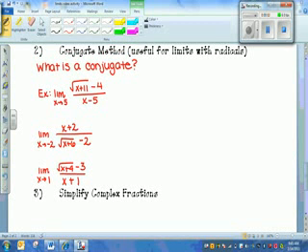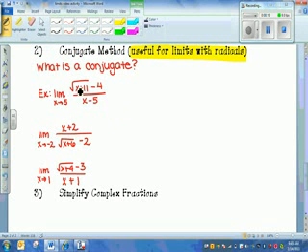All right, so the next example that we're going to look at is the conjugate method, and this is useful for limits with radicals. So if you have a limit that has a radical and after substitution you get 0 over 0, this is something you'd like to do. So here's just a quick example.